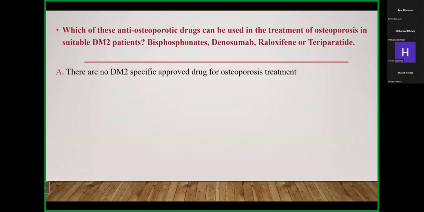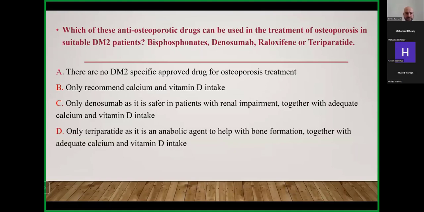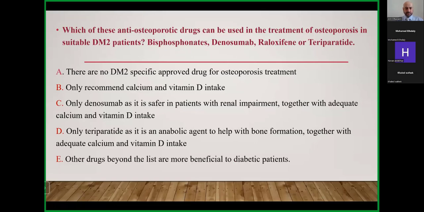The first option, there is no type 2 diabetes specific approved drug for osteoporosis treatment, only recommended calcium and vitamin D intake. Only denosumab, as it is safer in patients with renal impairment, together with adequate calcium and vitamin D intake. Only teriparatide, as it is an anabolic agent so helps with bone formation, together with adequate calcium and vitamin D intake. Other drugs beyond this list are more beneficial to diabetic patients.